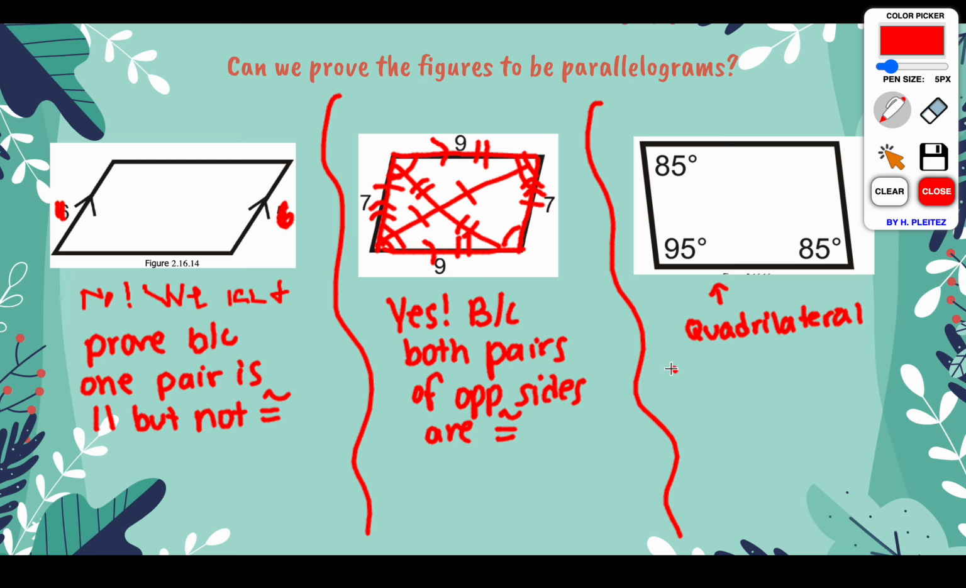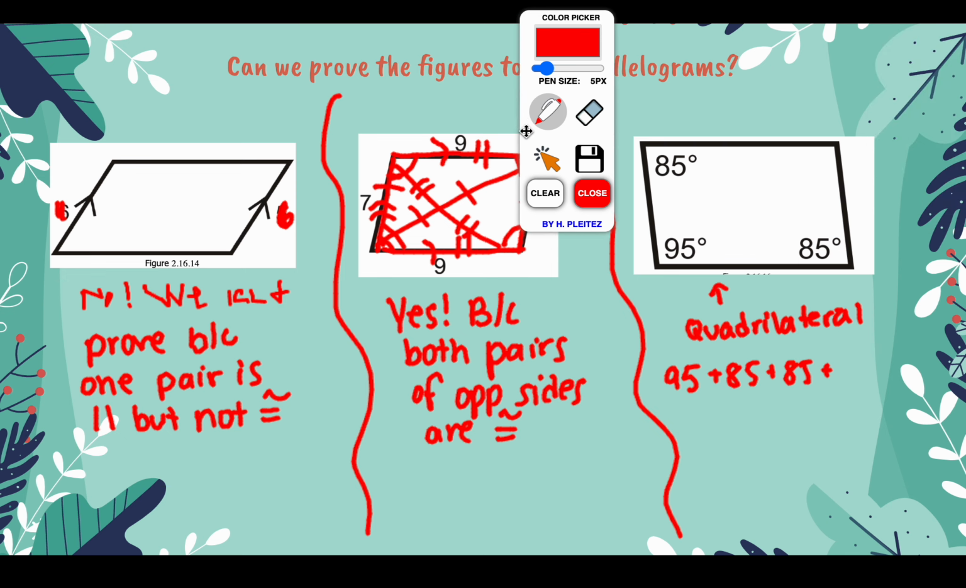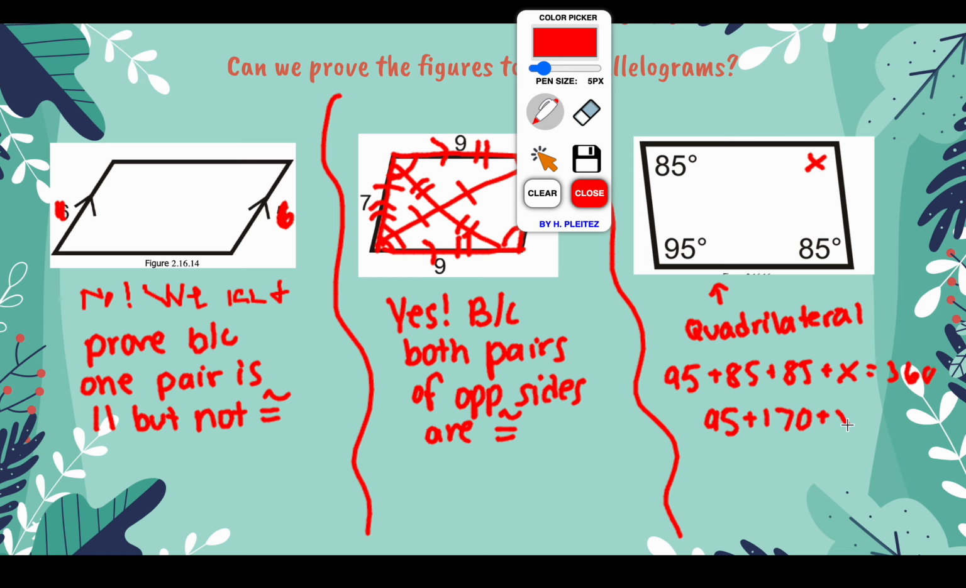So let's find what that missing angle is. So 95 plus 85 plus 85 plus, I'll just call it x, is going to equal 360. So if we do 85 plus 85, that's going to be 95 plus 170. Bear with me, I'm doing mental math.